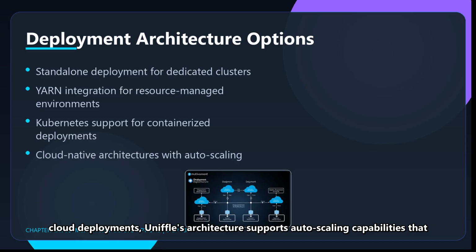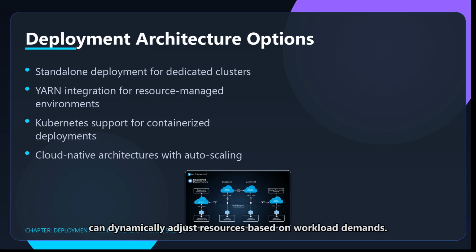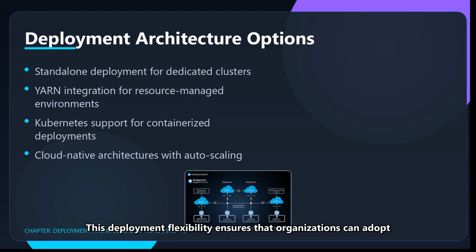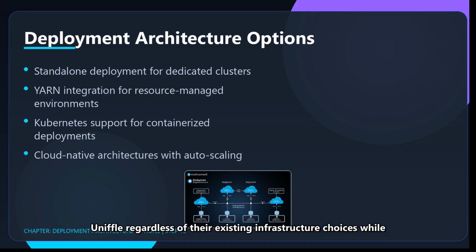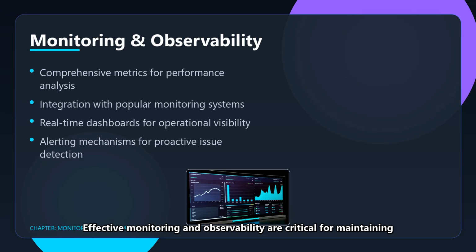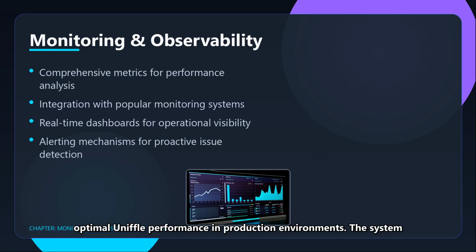For cloud deployments, Uniffle's architecture supports auto-scaling capabilities that can dynamically adjust resources based on workload demands. This deployment flexibility ensures that organizations can adopt Uniffle regardless of their existing infrastructure choices while maintaining optimal performance and operational efficiency. Effective monitoring and observability are critical for maintaining optimal Uniffle performance in production environments.